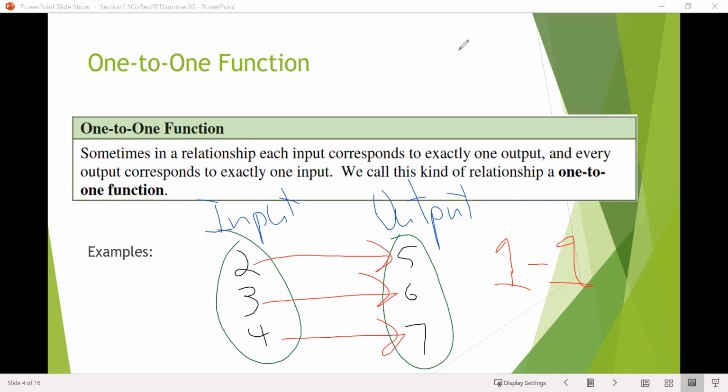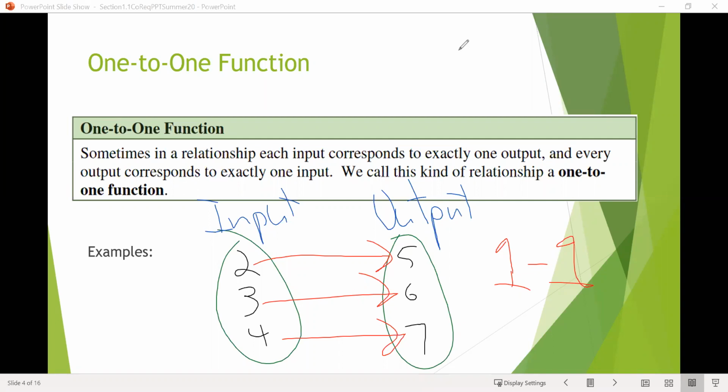And that's because, again, each input, not only does it go to only one output, each output is only related to one input, right? And so that output is unique to the input. So 2 goes to 5, 2 is the only thing that goes to 5. 3 goes to 6, 3 is the only thing that goes to 6. 4 goes to 7, and 4 is the only thing that goes to 7. Okay, so that's an example of a one-to-one function.